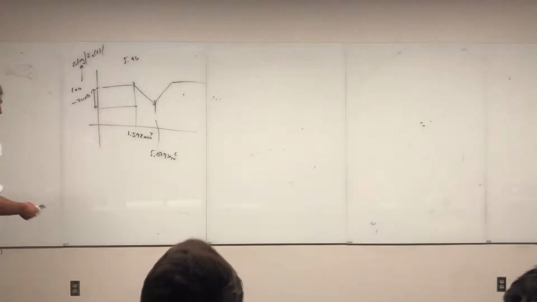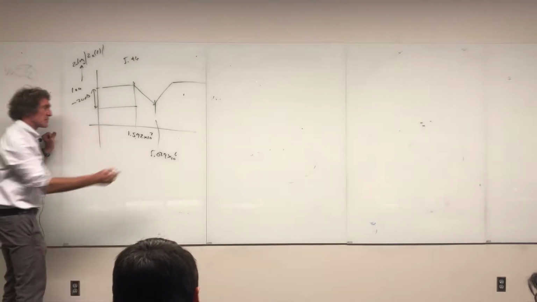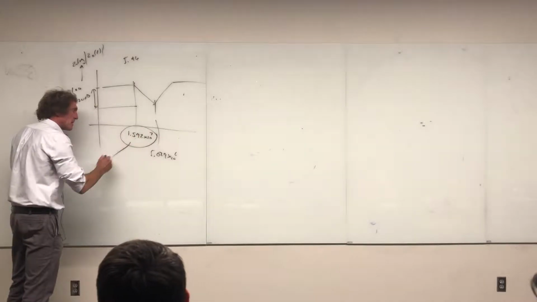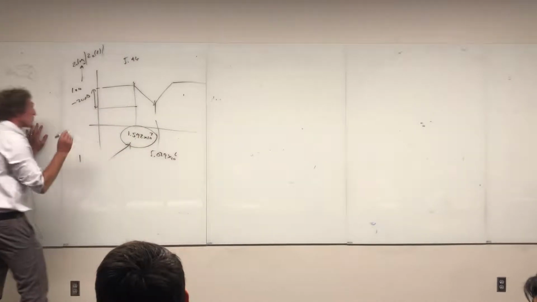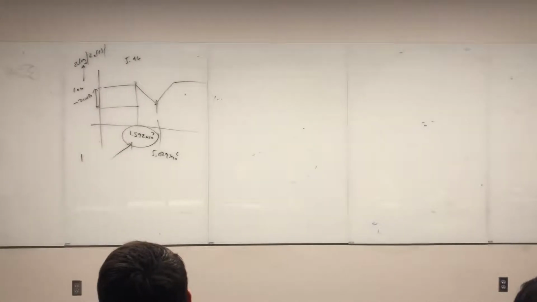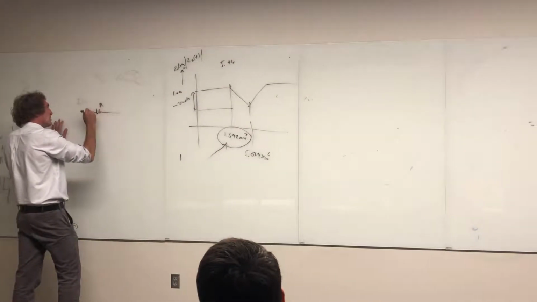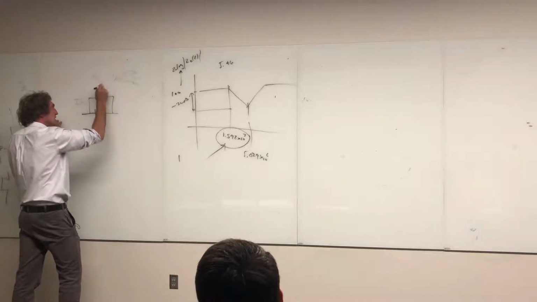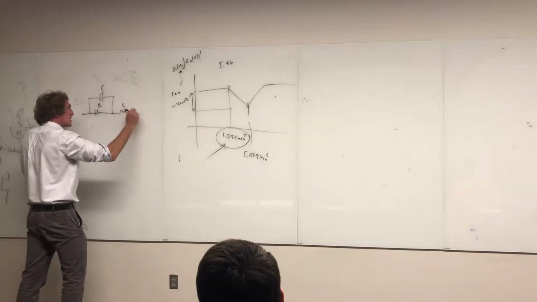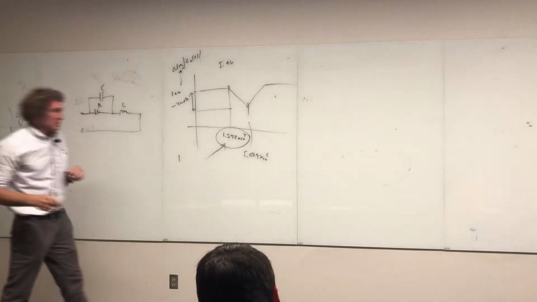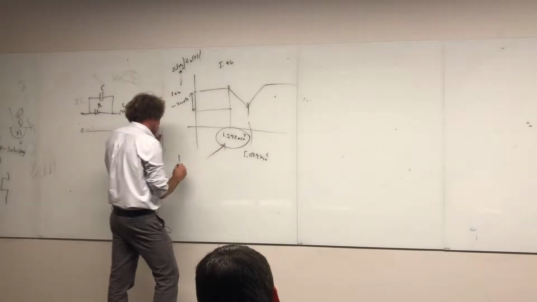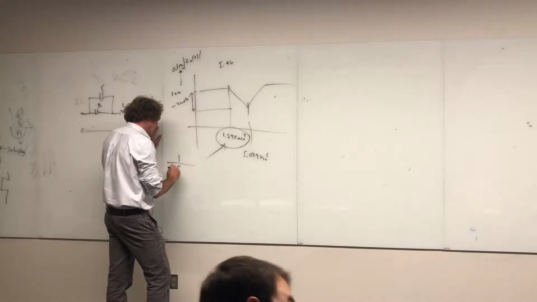I told you before, this is for a resistor. Remember how we model resistors? We have a resistor R, a capacitor C, and an inductor L. That's what they look like, first order. This frequency is 1 over 2 pi RC.